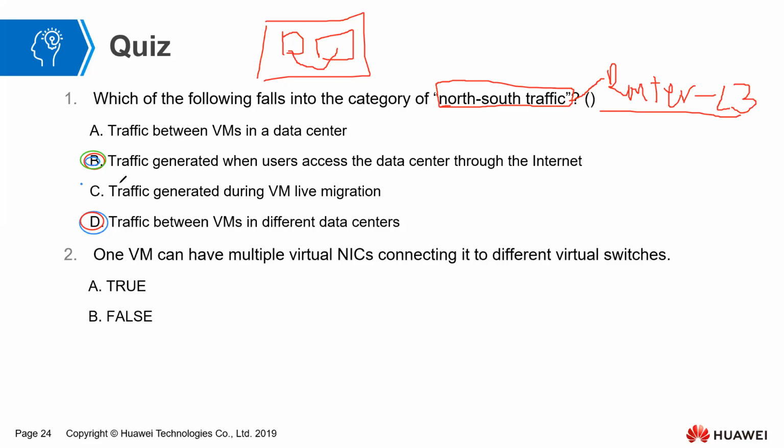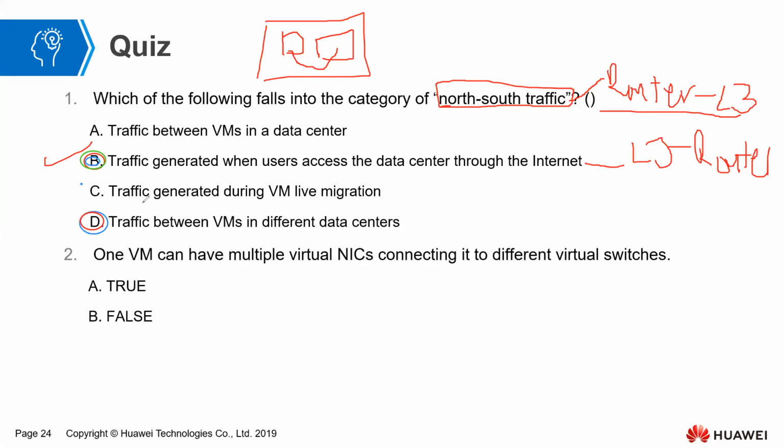So let us look at option B. Traffic generated when users access a data center through the internet. Is there a way you can access a data center through the internet without using a layer 3 device or a router? Is there any way you can do it? No. So you mean you can't. B is our answer. Is that it? Yes.